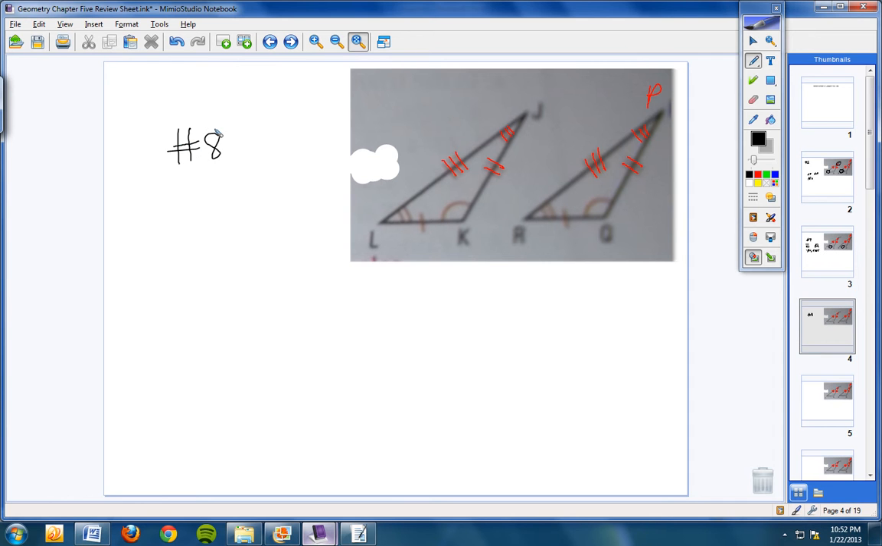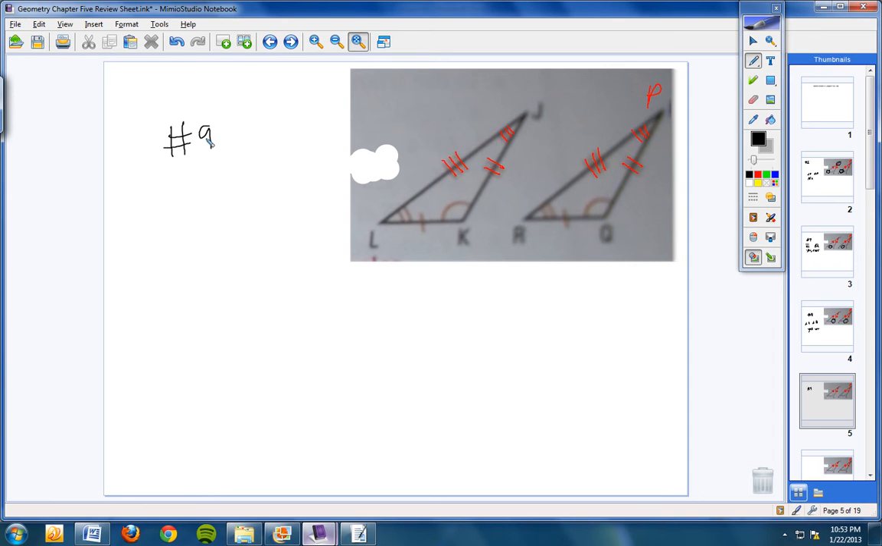And again, I'm going to go fast. You can pause if you need to. Number 8, we're comparing angles K and Q. So let's take a look at those. Angle K has 1 mark, angle Q has 1 mark, so yes, they are corresponding angles. Okay, let's take a look at number 9.